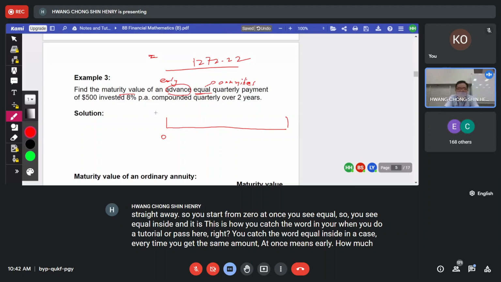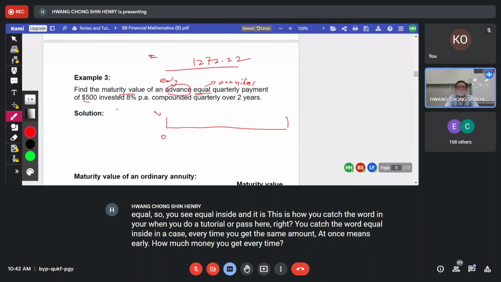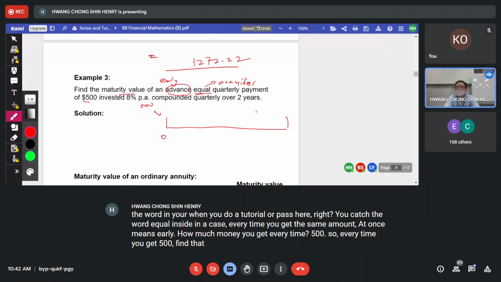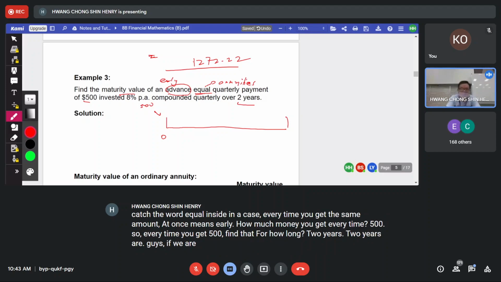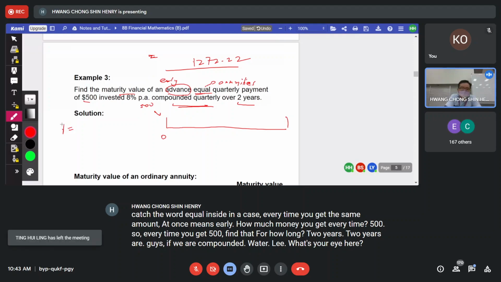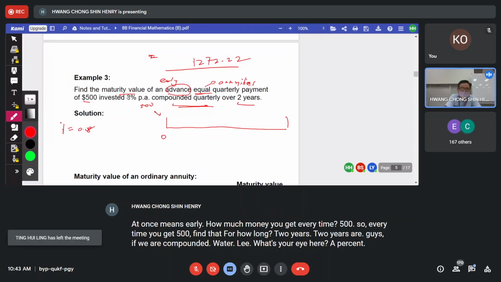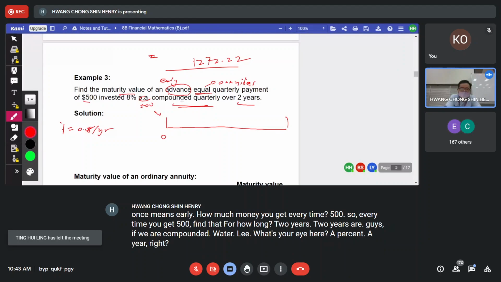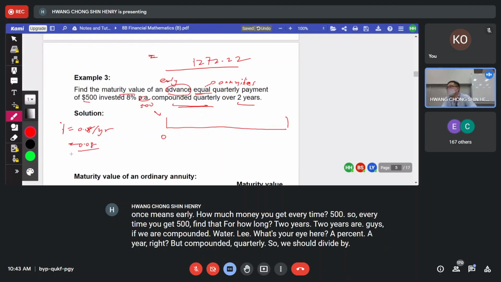How much money you get every time? 500. So every time you get 500, for how long? 2 years. Guys, careful, it is compounded quarterly. What is your I here? 8% per year, right? But compounded quarterly, so we should divide by what?